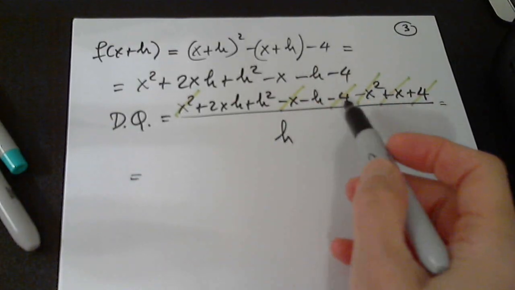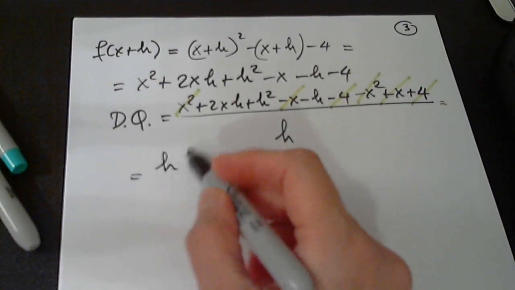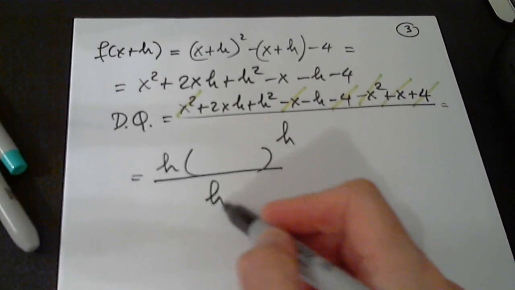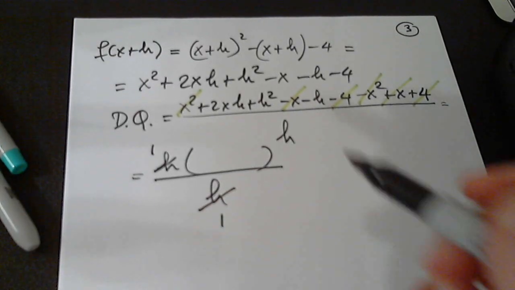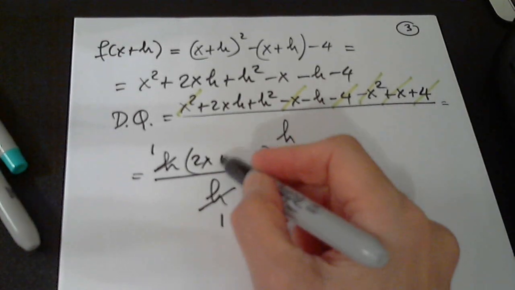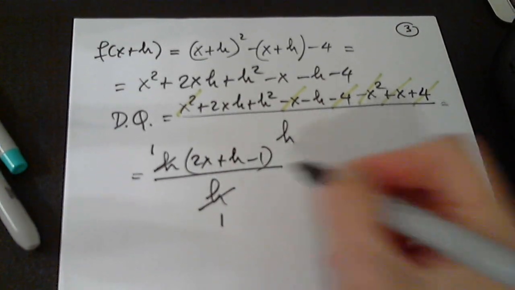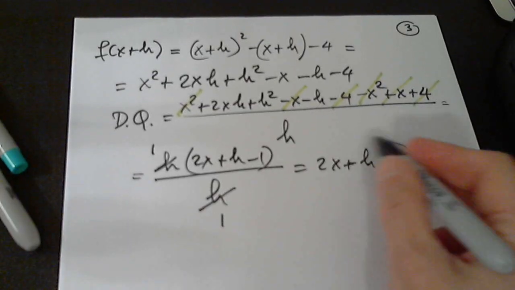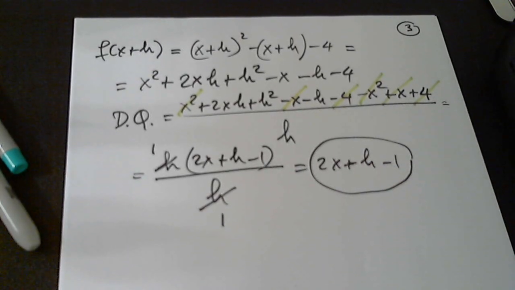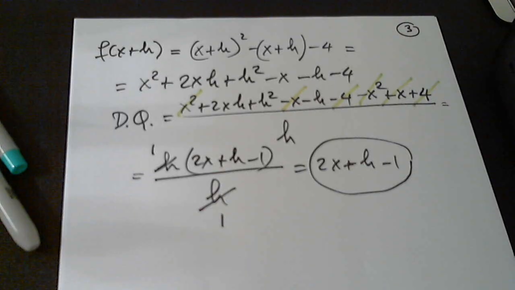Excellent. So now we have three terms at the top. We have to factor out an h so we can eventually simplify the h in the denominator. Perfect. That was perfect. Thank you. So 2x plus h minus 1. Therefore, indeed, the final answer is this. Great job. Thank you.